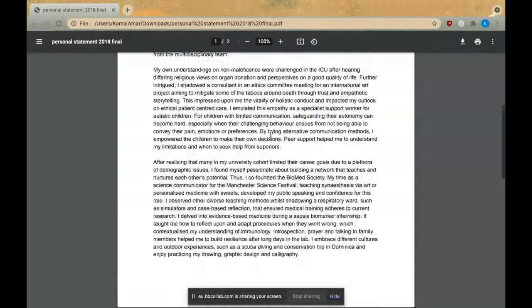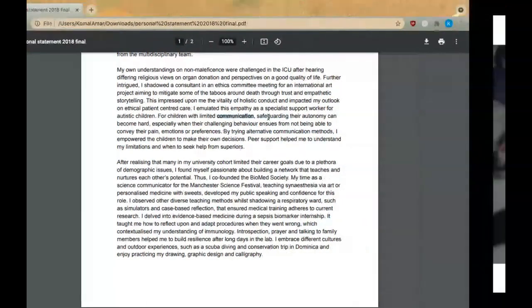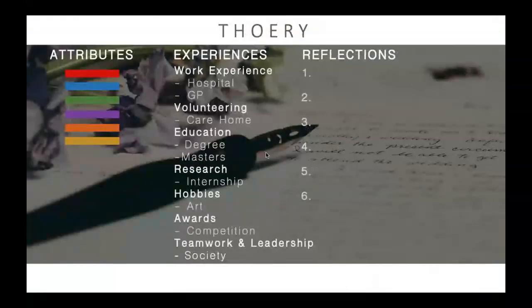And let's see, later on down the line, I'm talking about empathy as a support worker, and my reflection here is how I've kind of said it indirectly, but I've talked about how I'm working with children with limited communication. There are safeguarding things to be concerned about. They have some challenging behaviours, and what I've learned from that is that they convey it differently, and I have to use different alternative communication methods to empower these children. And to do that, I need to have empathy. I need to have good communication skills. So this is what I would describe as reflection.